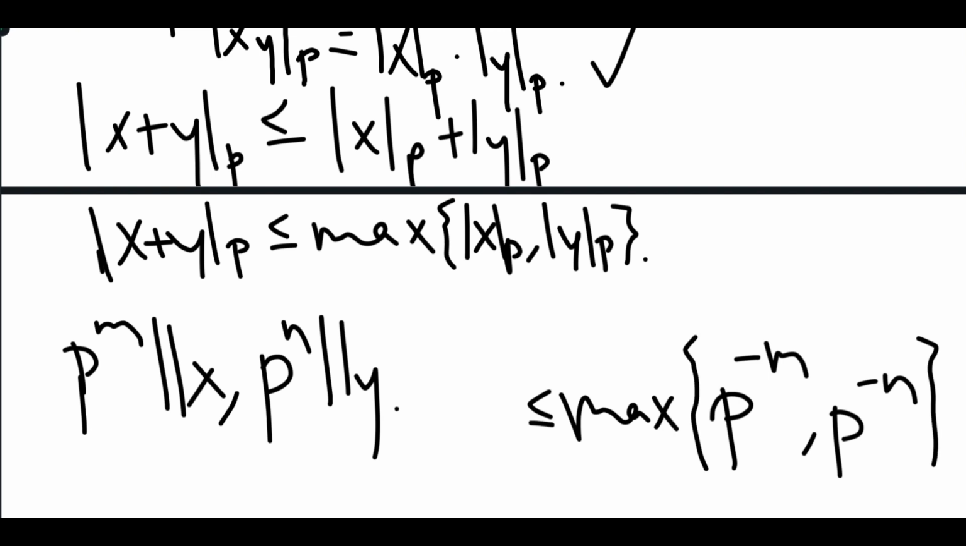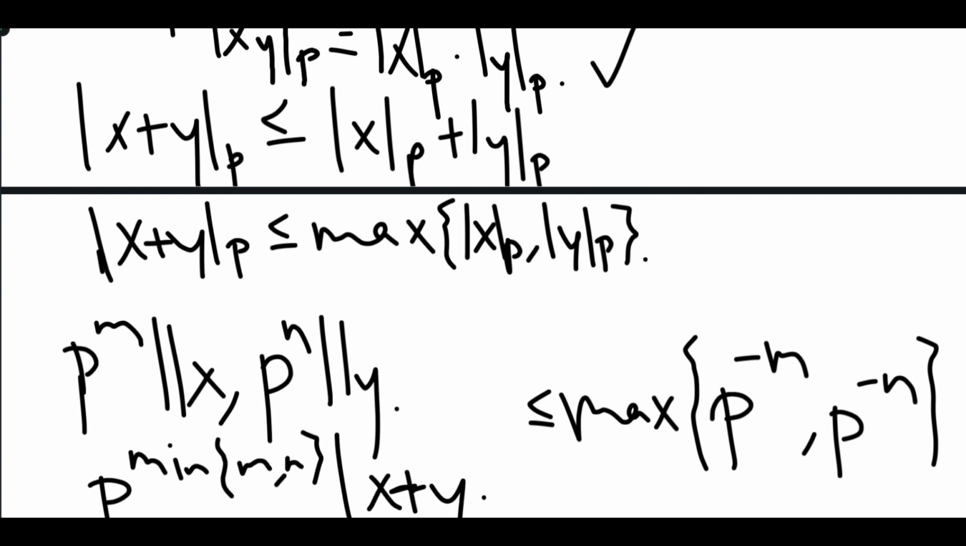Then on the left, we're looking at how many times p goes into x plus y. Well, if p to the m goes into x and p to the n goes into y, then the smaller of those powers goes into the sum evenly. So the minimum of m and n divides x plus y. We don't know the exact power of p dividing it. We could even have x plus y equals 0, in which case the power is infinite, but that isn't too important here. So the valuation of x plus y is at least the smaller of m and n.